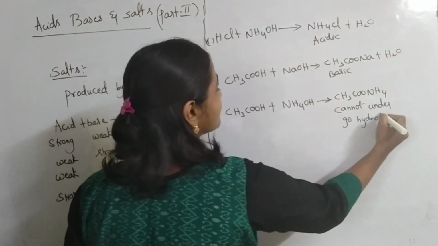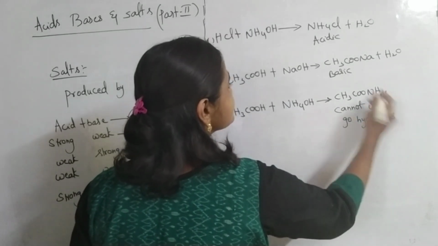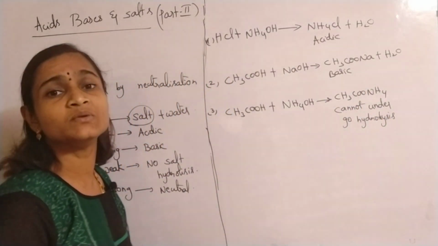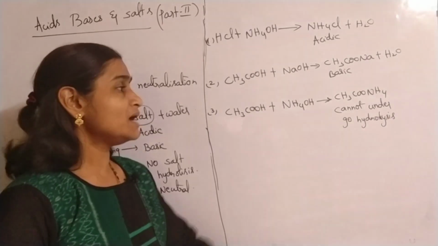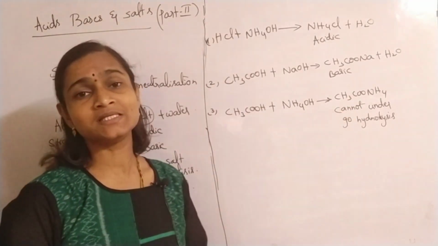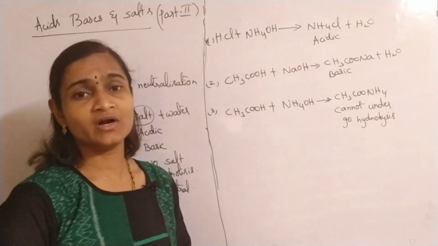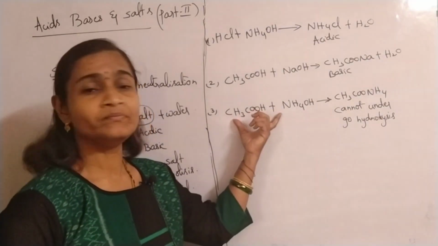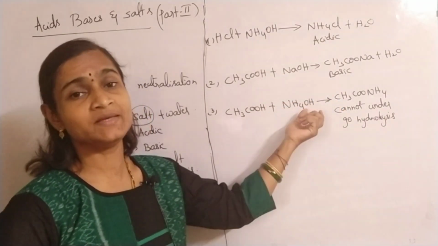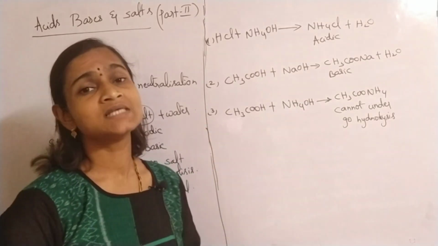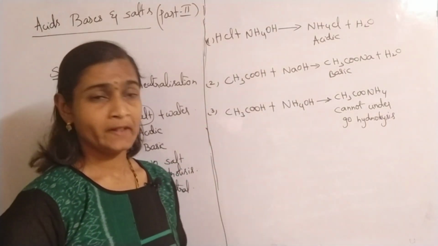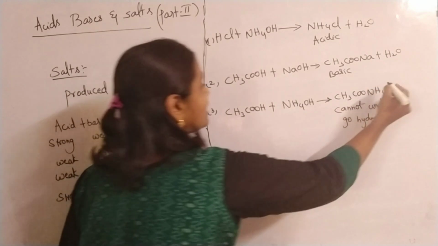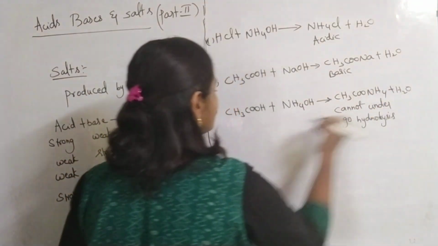Hydrolysis means what? Actually, these salts split into their ions when they are dissolved in water. But salts like ammonium acetate cannot split in water. That means both are weak. The salt is formed by a weak acid and a weak base, so hydrolysis will not take place there. So you have to write like that, and along with that, of course, water is produced.